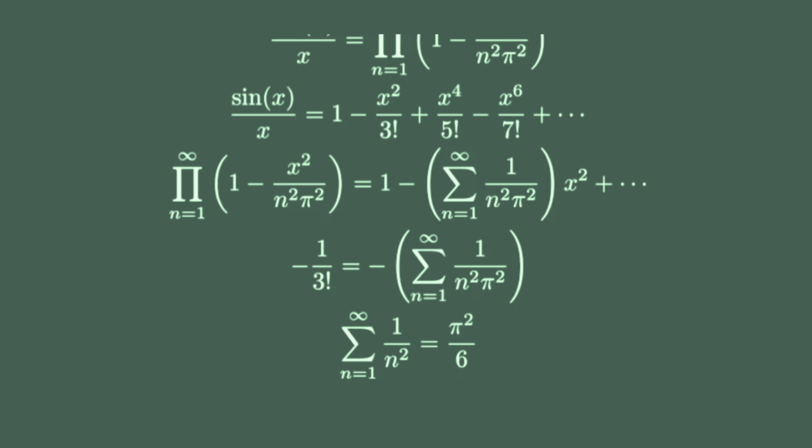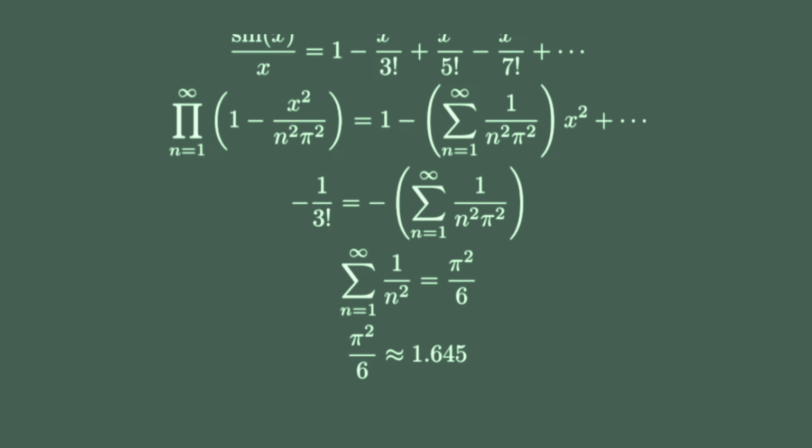Now, we solve for the sum. First, cancel the negative sign on both sides. Then, multiply both sides by pi squared. We get the sum from n equals 1 to infinity of 1 over n squared equals pi squared over 6, because 3 factorial is 6. And that is Euler's famous result.